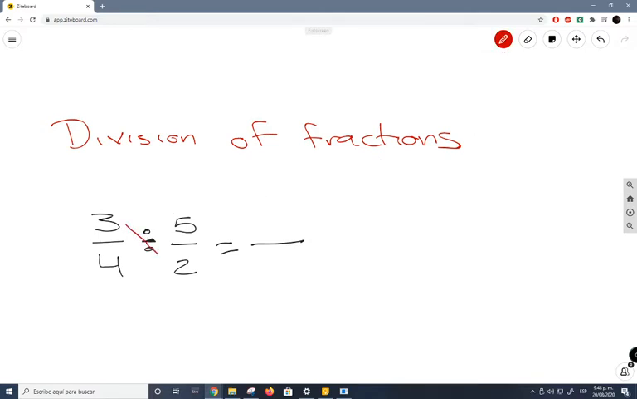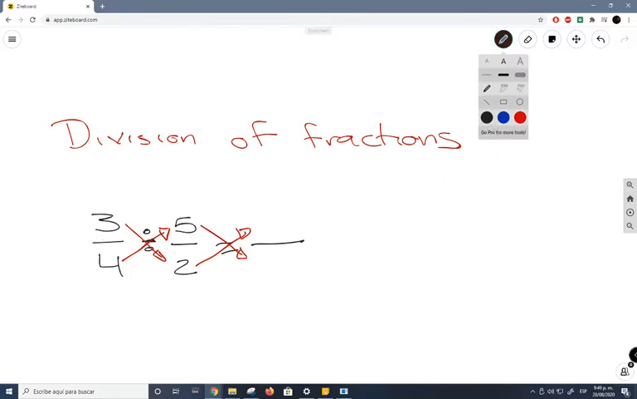multiplying these two, 3 times 2, and the result comes in the numerator. Meanwhile, you are going to multiply 4 times 5, and the result comes in the denominator. As you see, you are making a zigzag. Okay, so let's do it.